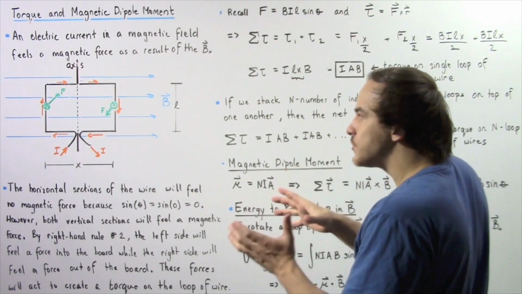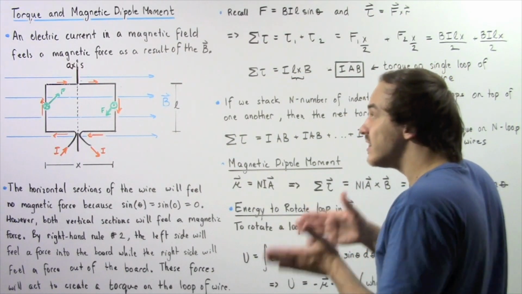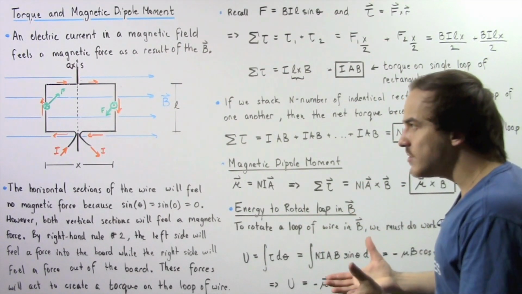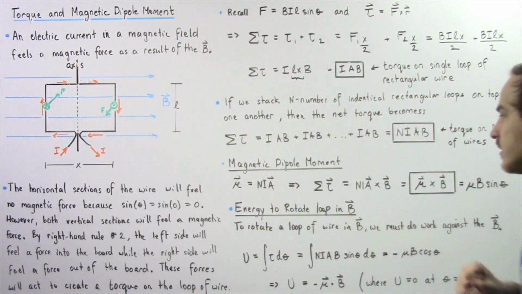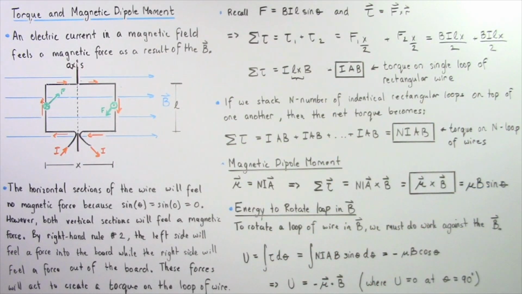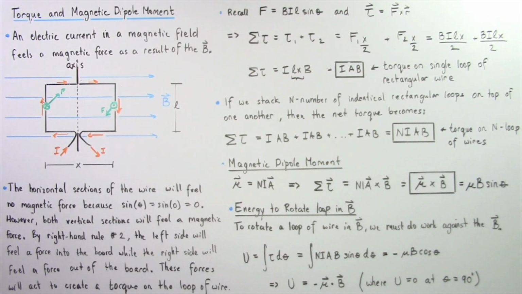So, whenever we have a rectangular loop of wire that contains an electric current and lies inside a magnetic field, it will have a certain potential energy as a result of its position within that magnetic field. That's exactly what we're going to discuss in this last section: the energy required to rotate a loop of wire inside a magnetic field B. To rotate a loop of wire inside a magnetic field B, we must do work against that magnetic field, so against the torque that is created by that magnetic field.